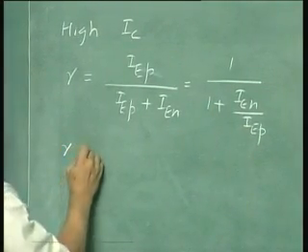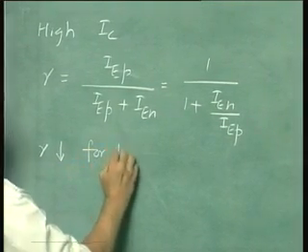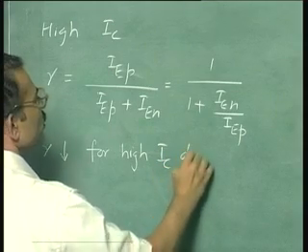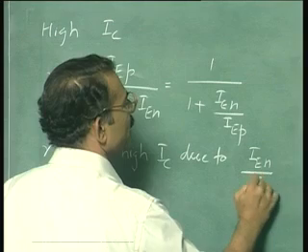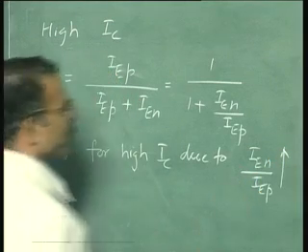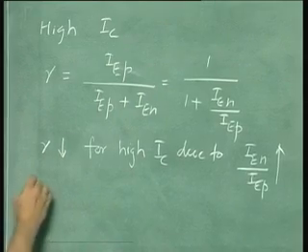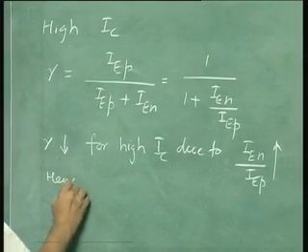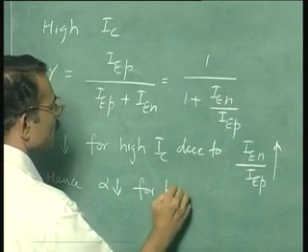So gamma falls for high IC due to the increase in IEN by IEP, and therefore alpha also falls. So hence alpha falls for high IC.